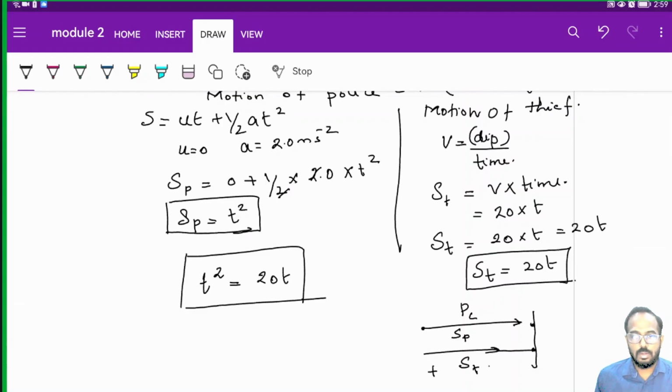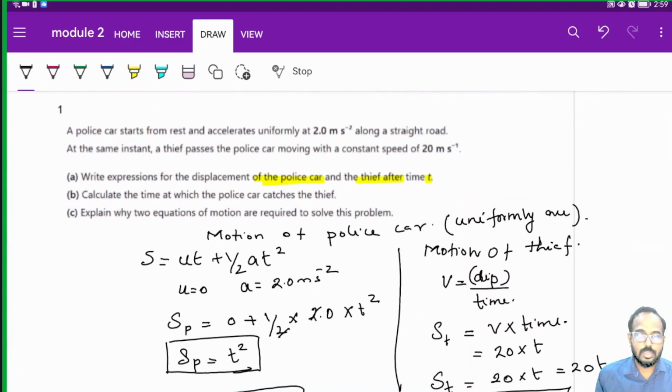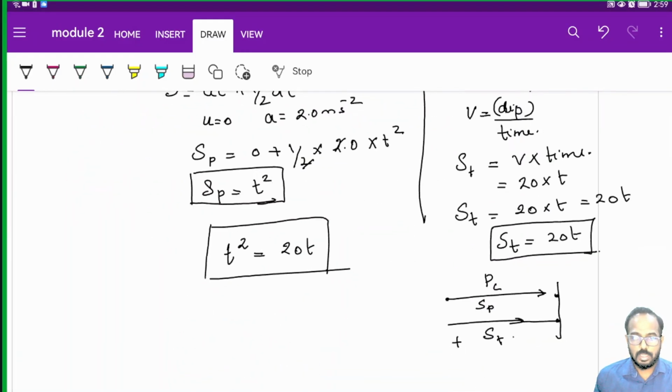This concept you will use here, because they have mentioned to calculate the time at which the police car catches the thief. Catching means both will have the same displacement. So you can equate the displacement equations. So t is equal to what? The t you can cancel. It will be 20 seconds. I hope you got this answer too.